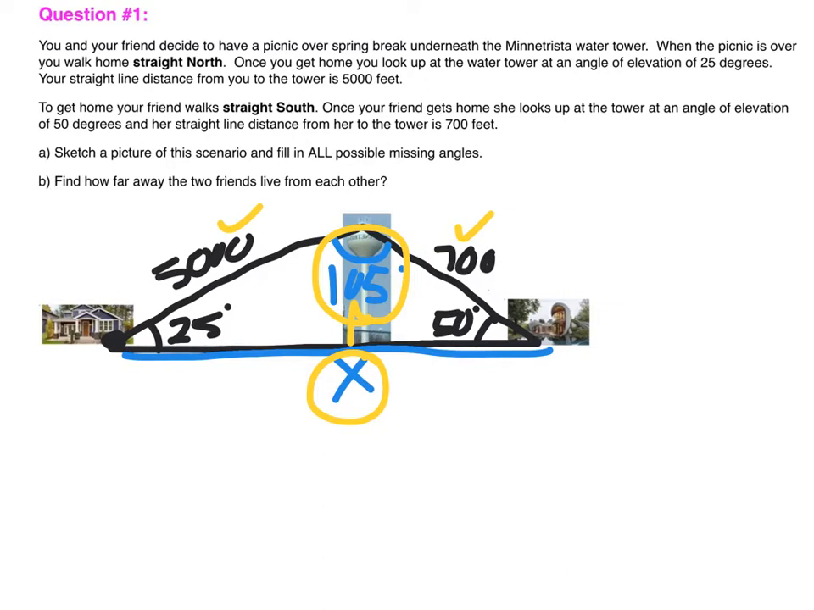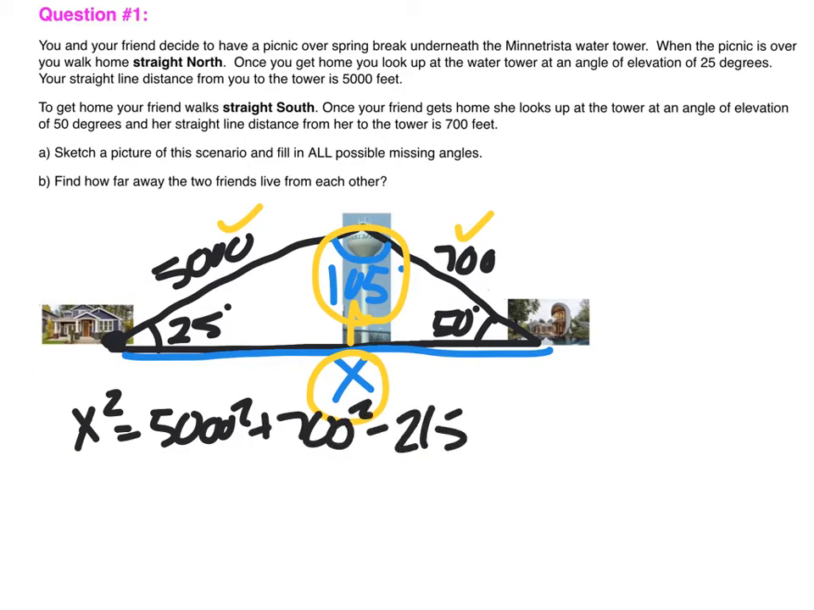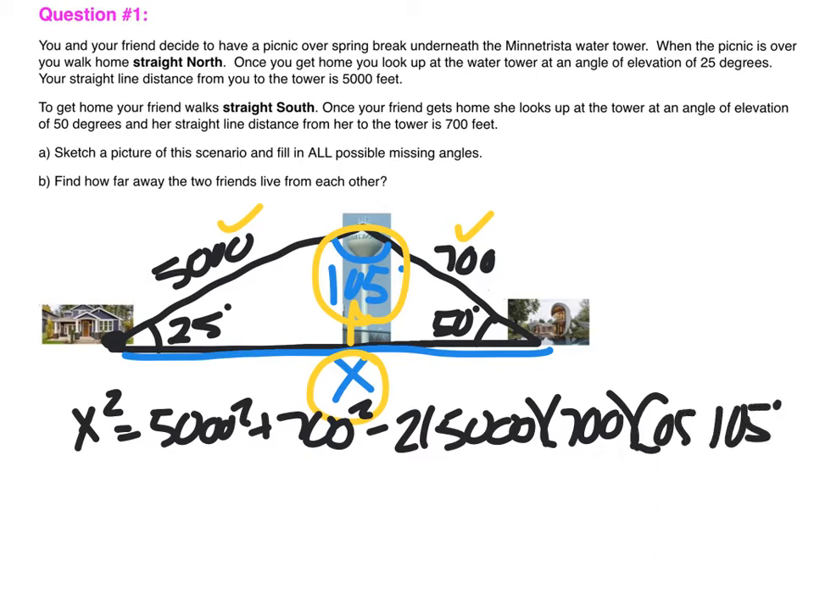So let's set this up for law of cosines and solve it. To do that, it's going to be the side squared of x squared equals the 5,000 squared plus the 700 squared minus 2 times those two numbers of 5,000 and 700, and then we multiply that by the cosine of that embedded angle of 105 degrees.